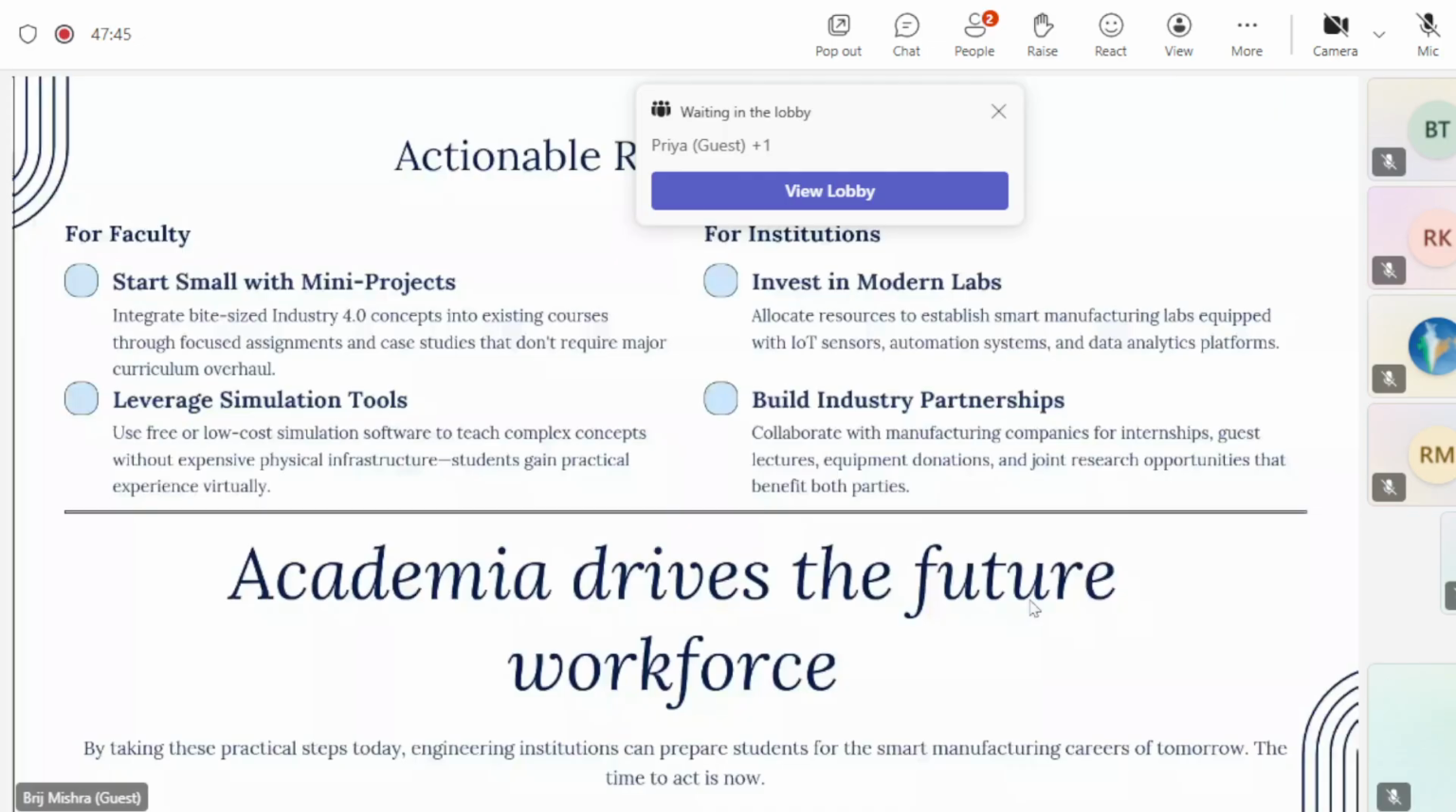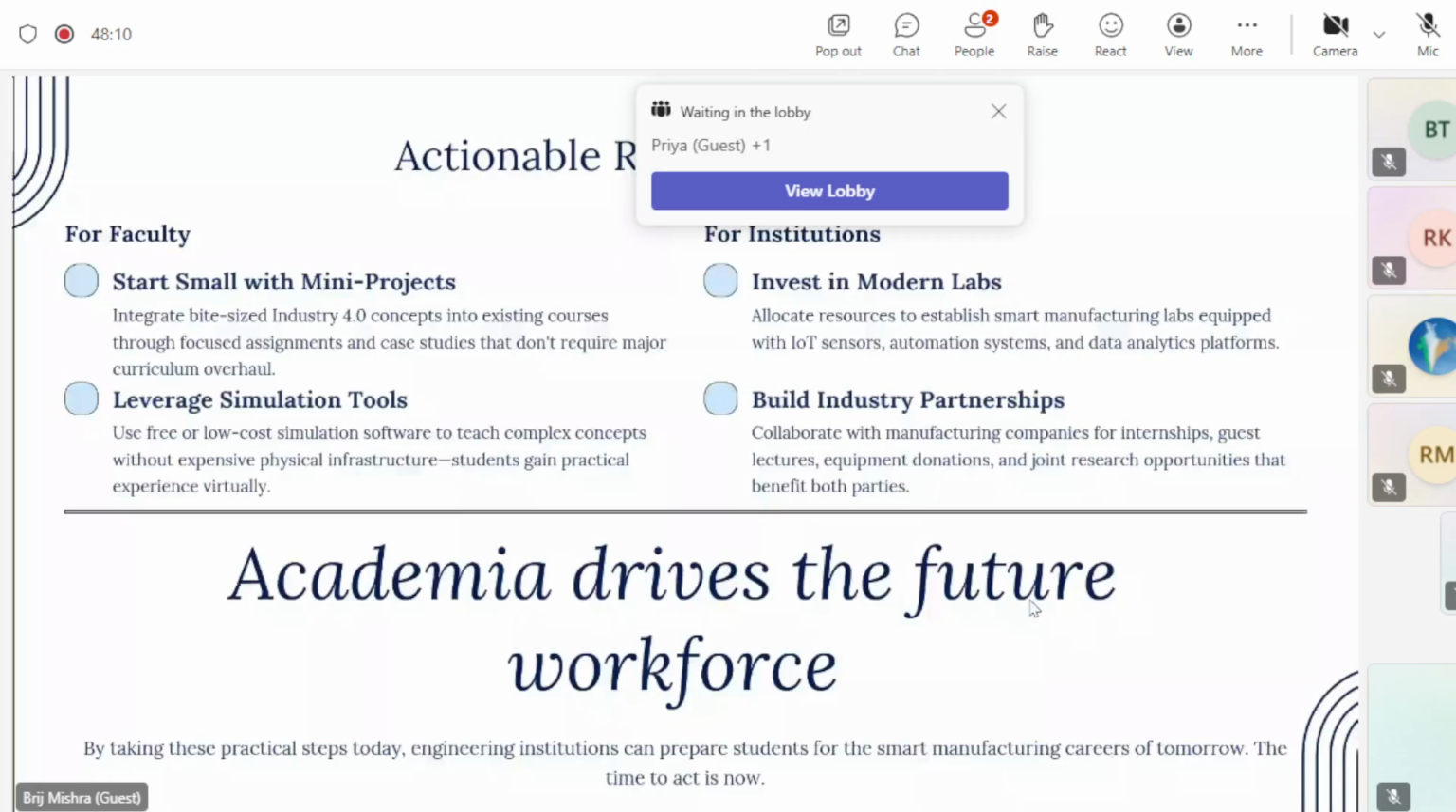I'm just giving one example, but it is available for all other fields. So faculty should leverage these tools to upgrade, upskill, and cross skill themselves. And then for institutions, obviously they have to invest in modern labs. They have to put some capital expenditure into upgrading their labs, so that they can match the recent industry requirement.